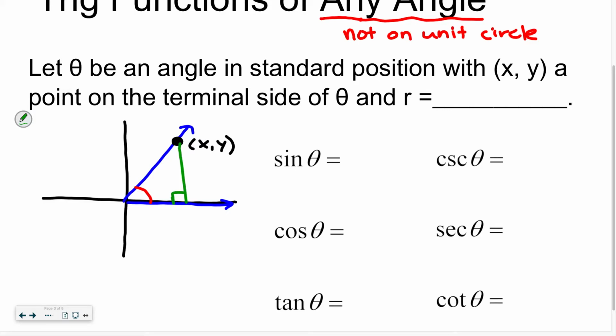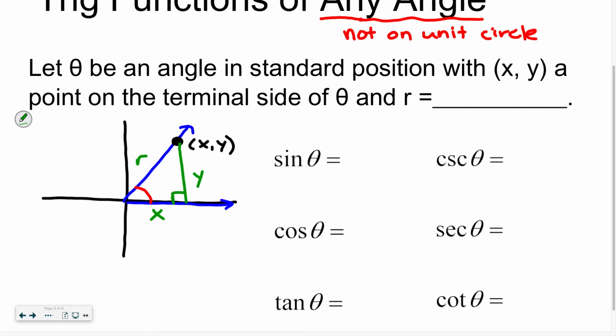And then think about what you know about this triangle if this point (x, y) is on that terminal side. From the origin, I went right x and up y to get to that point, didn't I? So sides are x and y. If it were a unit circle, I would know that the radius was 1, but I don't actually know that it's on the unit circle, so I'm just going to call it r.